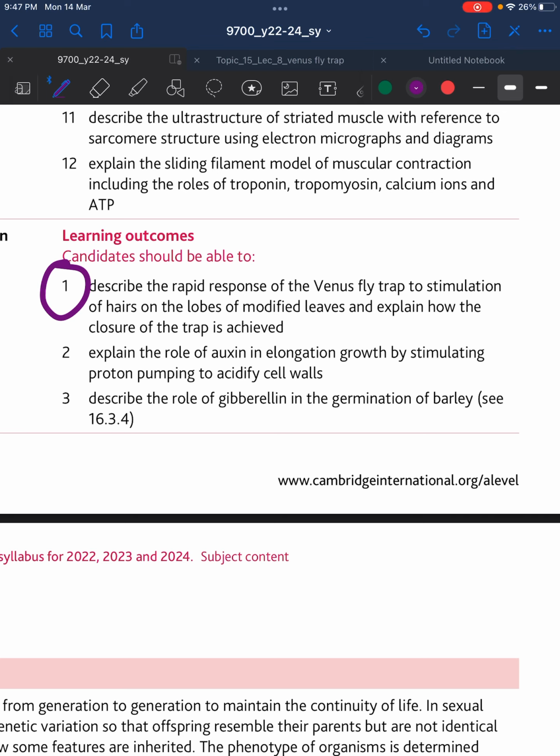We're going to describe the rapid response of the Venus flytrap, which is a type of carnivorous plant, to stimulation of hairs on the lobes of modified leaves, and explain how the closure of the trap is achieved. So the syllabus focuses only on the closure of the trap, not the opening, and it uses the term explain, which is very important. Normally any keyword that involves the word explain involves a lot of detailed mechanism.